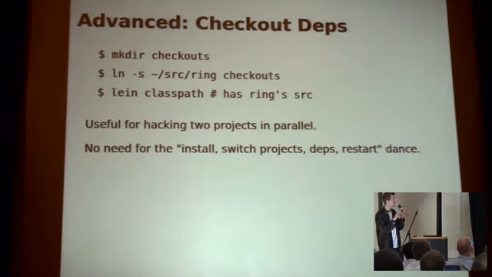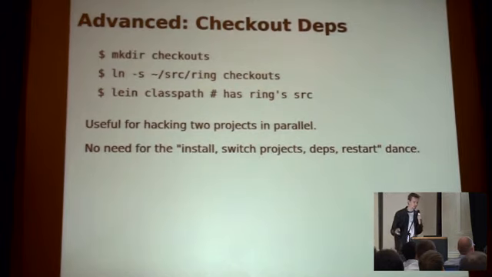Pain in the neck. So what you can do with Leiningen now, you can just create a checkouts directory in your project and symlink Ring into there. And then when Leiningen calculates your project's classpath, it's going to include Ring's source directory and resources directory on there, so changes get picked up instantly. So that helps quite a bit for those two-projects-in-parallel situations.